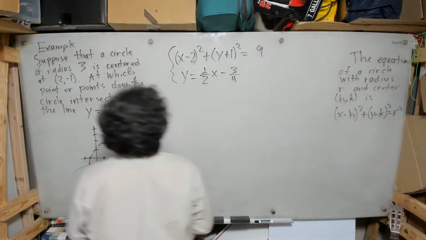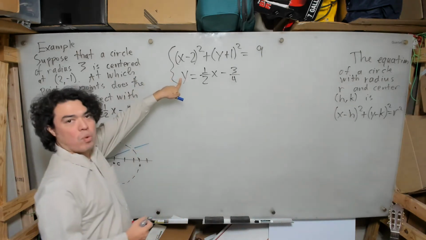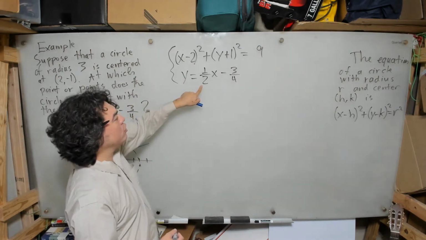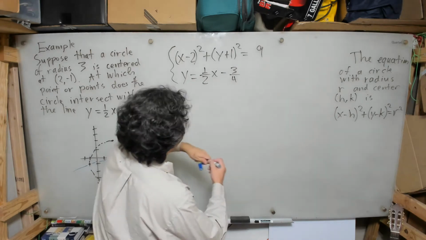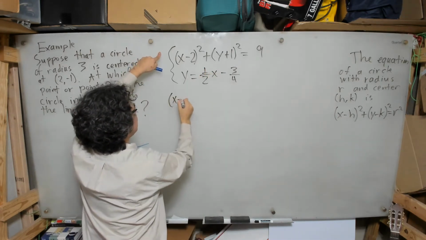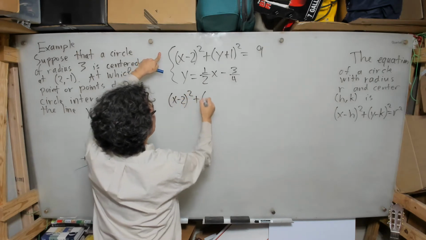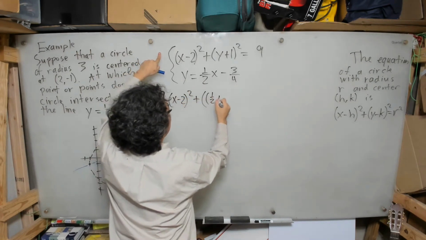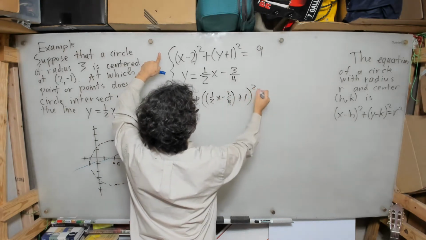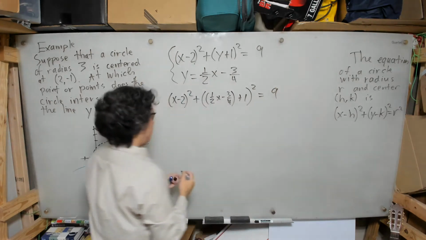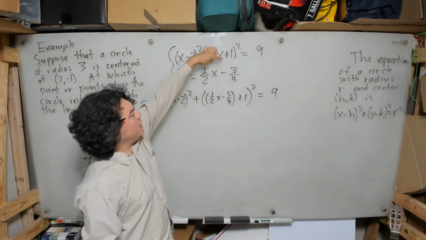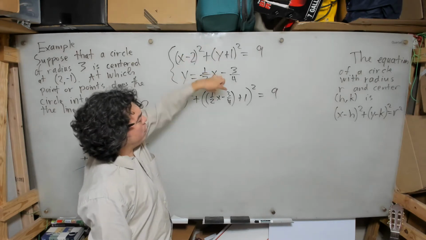As I mentioned before, I already have the y solved for here. So I'm going to insert this expression for y in terms of x into the y there. So this will become x minus 2 squared plus 1/2 x minus 3/4 plus 1 squared equals 9. You can see that my expression for y in terms of x has replaced the y there.